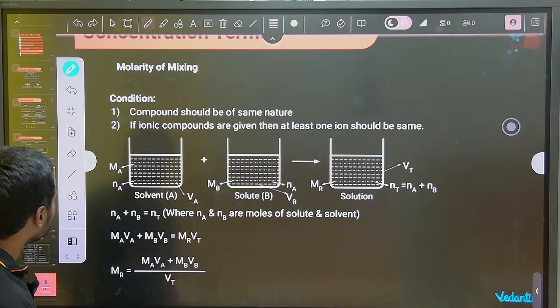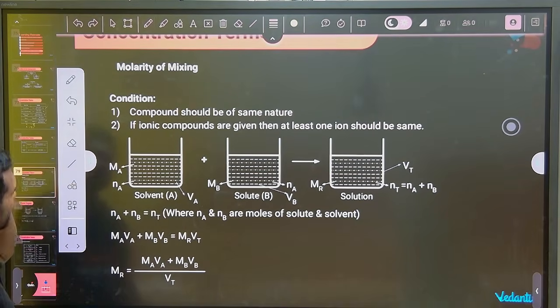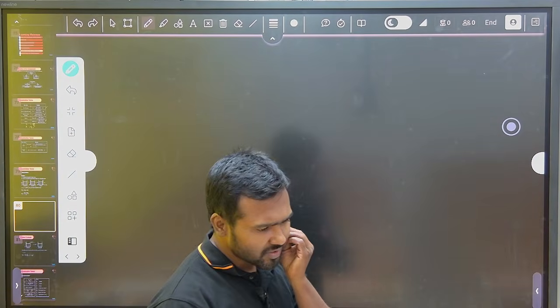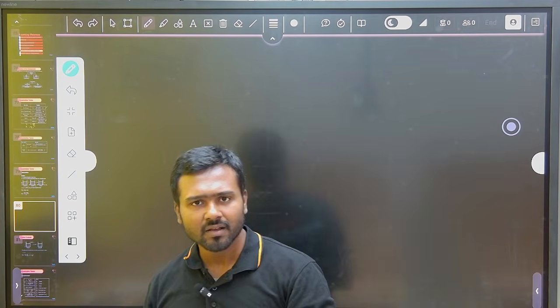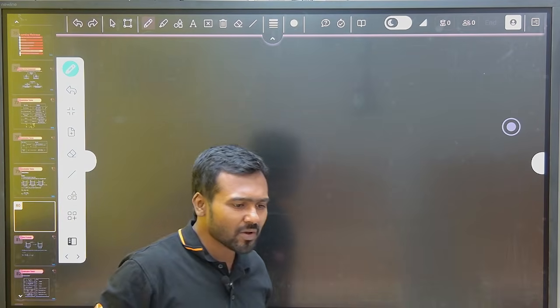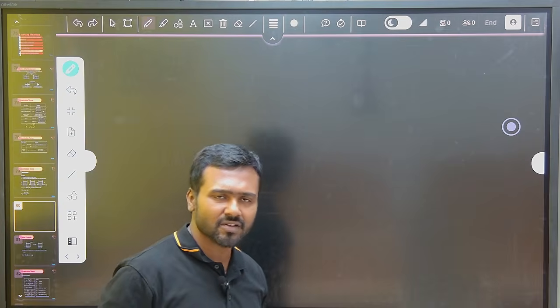Right? So hope you remember all these formulas. If you remember, it's better. So in this one, 99% you will get direct formula based questions only. So weight by weight, weight by volume, volume by volume, from that the questions are very rare.